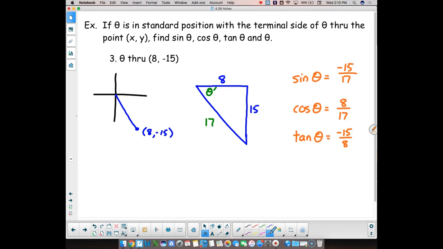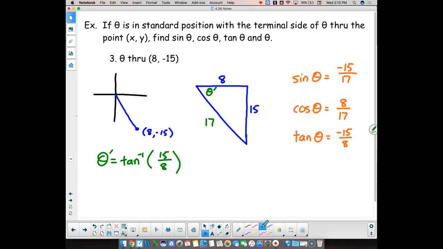But then we have to use some inverse trick. So my reference angle is going to be the inverse tangent of 15 over 8. I drop the negatives for that. In this case, we could have used really any of them. We could use inverse sine, cosine, or tangent because they were all whole numbers. But stick with what we know.